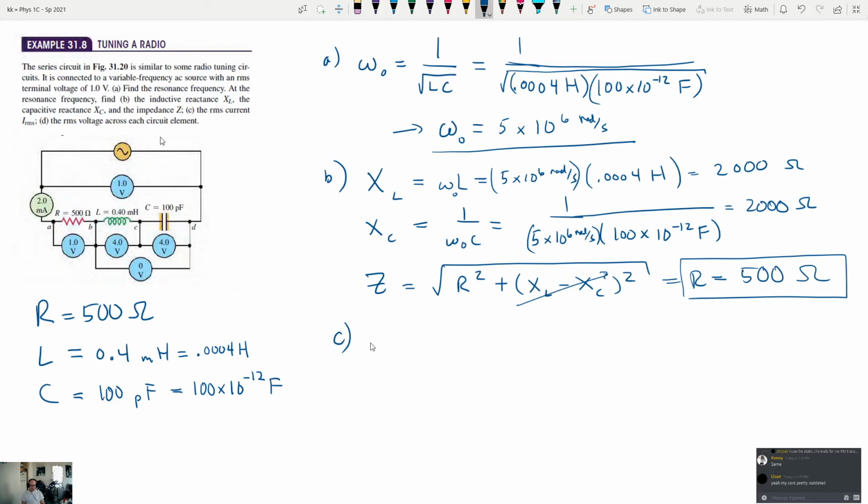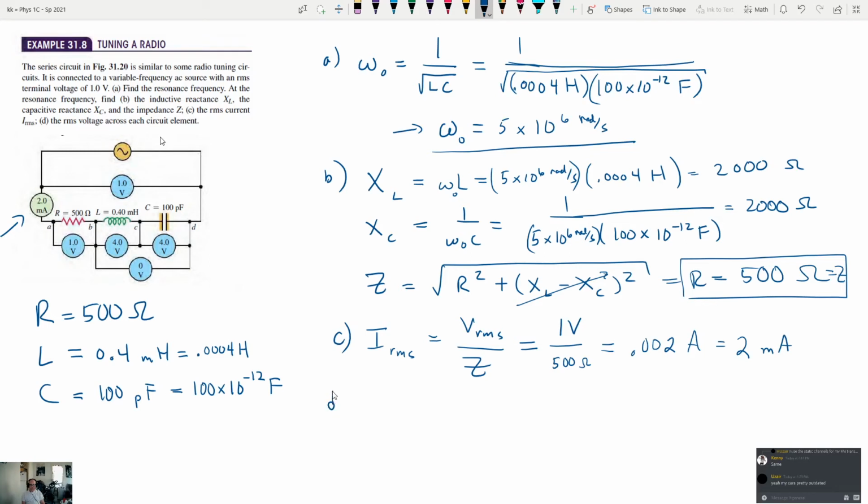Part C. The RMS current, IRMS, is equal to VRMS divided by Z. So it's going to be the RMS voltage. It says the RMS terminal voltage is 1 volt. So this is going to be 1 volt divided by Z, which is equal to, oh, whoops, it's 500, so this is Z. So 1 volt over 500 ohms is going to be equal to, I don't know, 0.002 or something like that, maybe? That seems right. Is that right? Oh, look, it's right there in the problem.